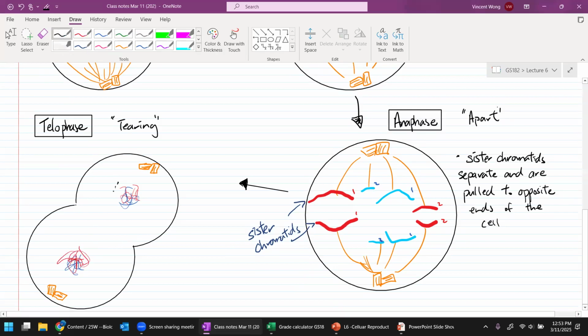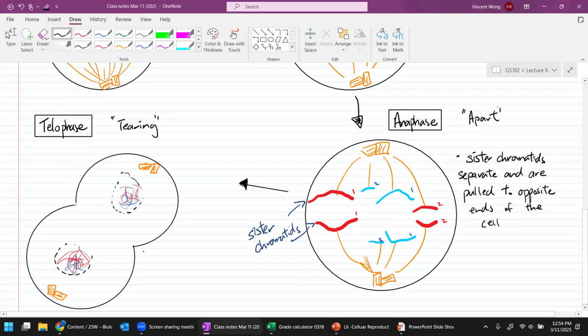And then you're going to form the nuclear envelope again. And at the same time, the cell is going to start to divide down the middle, like taking a big Play-Doh ball and then just pinching it into two. Okay.